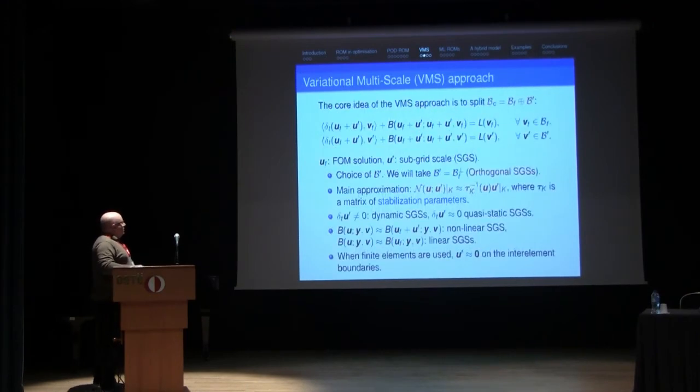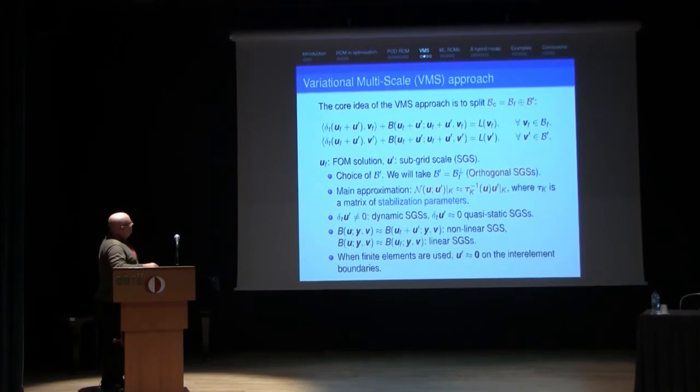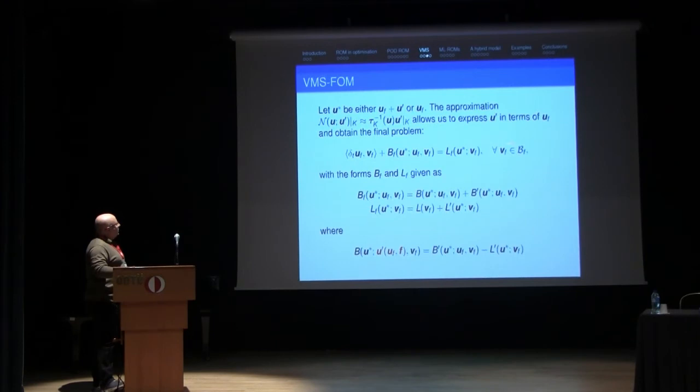And at the end, what is important is that this allows you to take the simplicities scale u prime in terms of uf and plug it back into the first equation and obtain a problem in terms of the finite scale only. And that's what I have written here. So at the end, what we have is a modified equation where Bf is a modification of the original semi-linear form, which is given here.